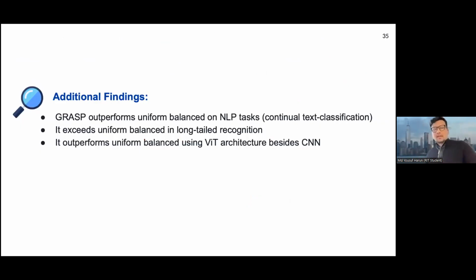So additional findings are, we also conducted an NLP experiment, that is continual text classification, and found that GRASP outperforms uniform balanced in that setting. It also worked well in long tail recognition tasks. It also performs well with a vision transformer architecture besides CNN.